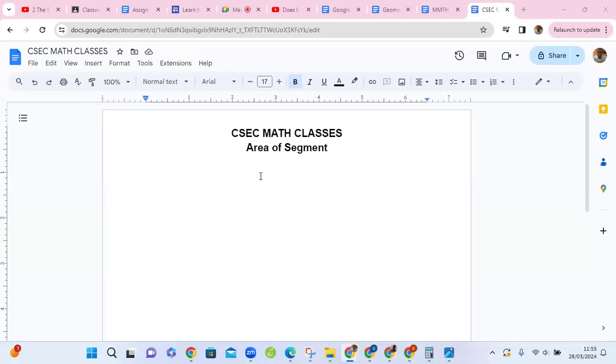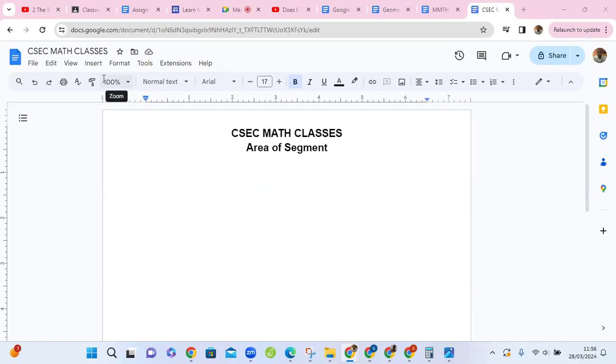Area of a segment is a minor topic in CSEC maths class that is not so popular, but it can arise. Let us have a little discussion about it. First, we are going to draw a circle.